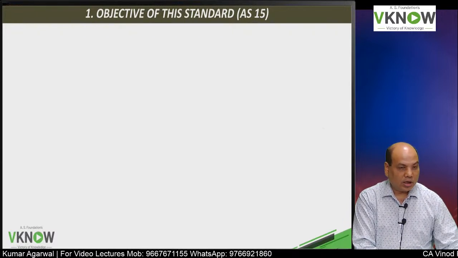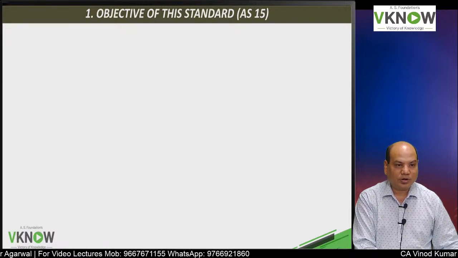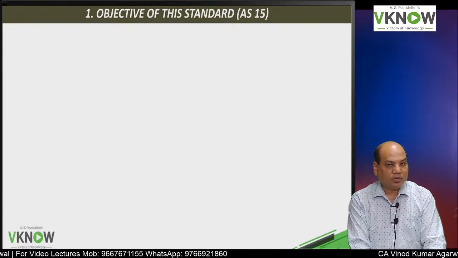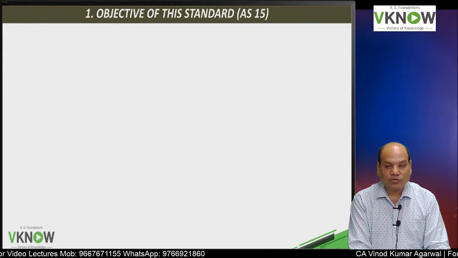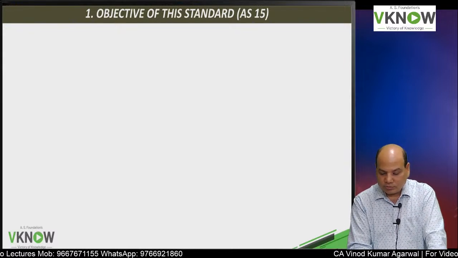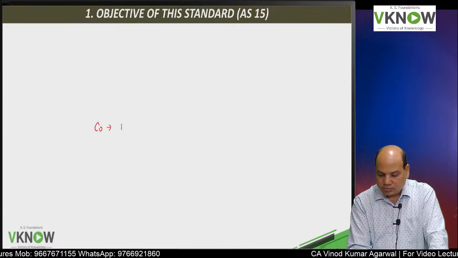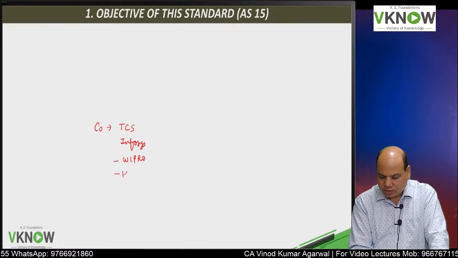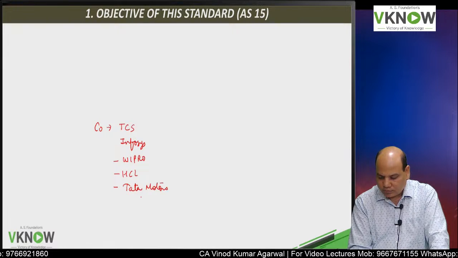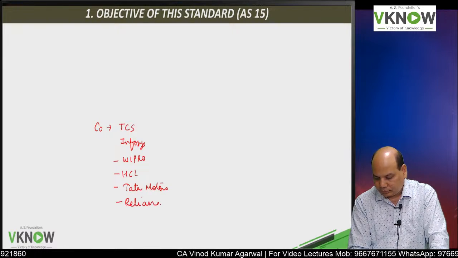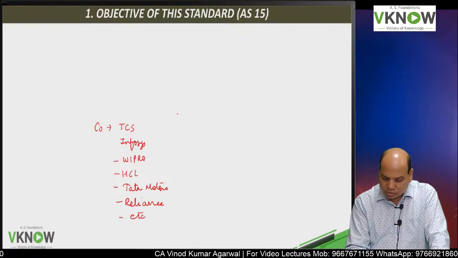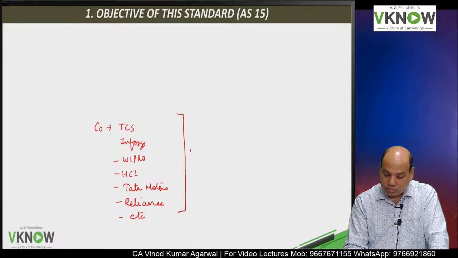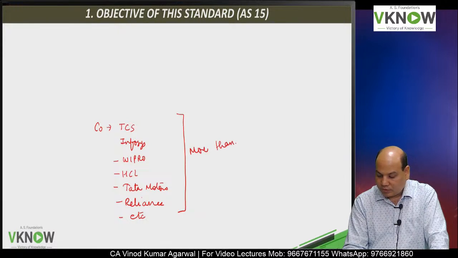Companies have a large number of employees in their organization, and some of them have more than lakhs of employees. Like, for example, companies like TCS, Infosys, Wipro, HCL, or say Tata Motors, Reliance, etc. Do you know how many employees they have? More than several lakhs.